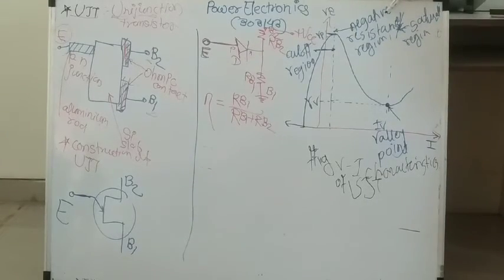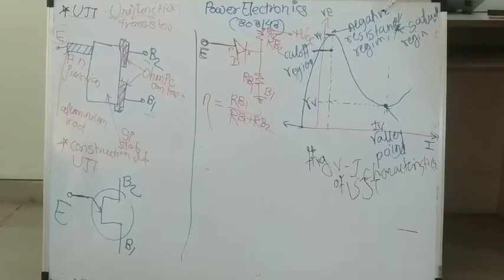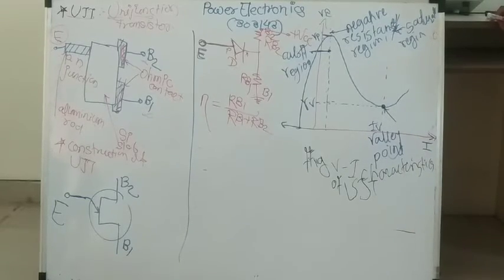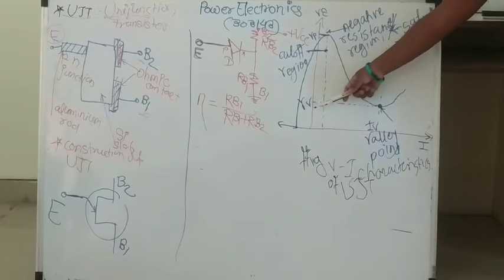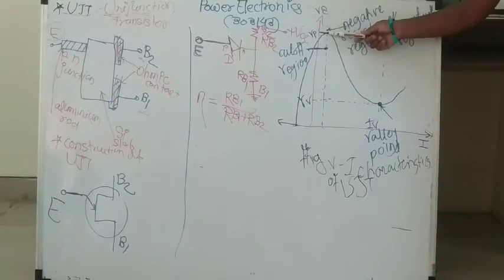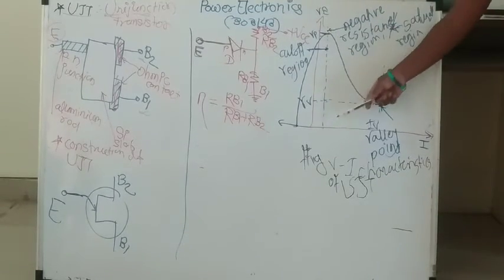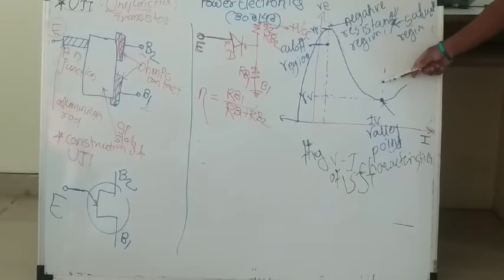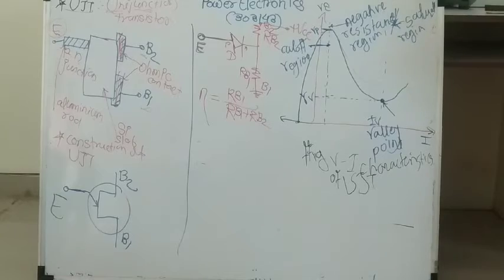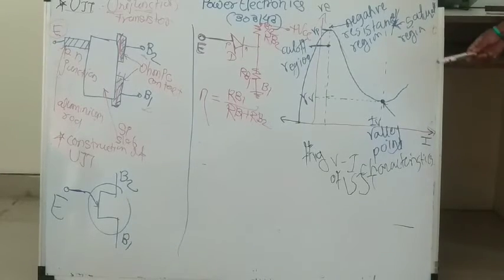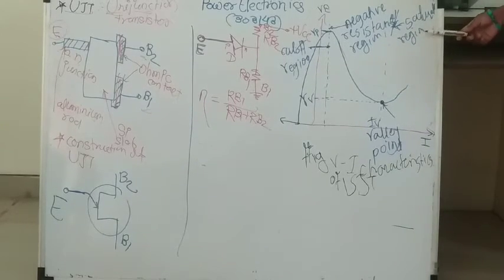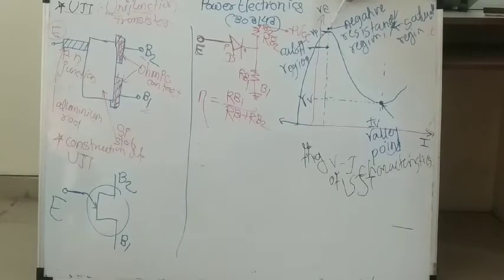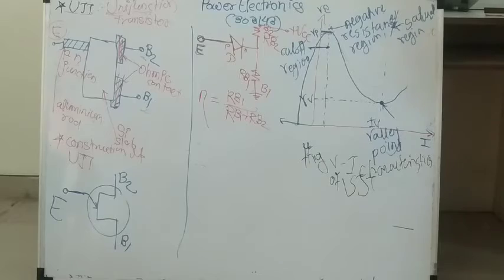Now the second region is the negative resistance region. In this negative resistance region, when your applied voltage, that is the emitter voltage, reaches the peak voltage, after that by increasing your emitter current, the voltage starts decreasing. This region is called the negative resistance region. And after that, the third region is the saturation region. In this second region, your UJT goes into on condition.